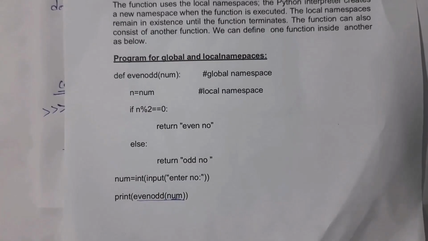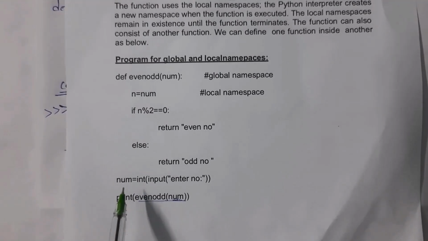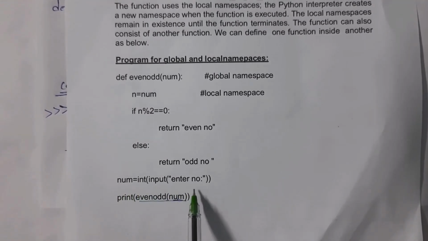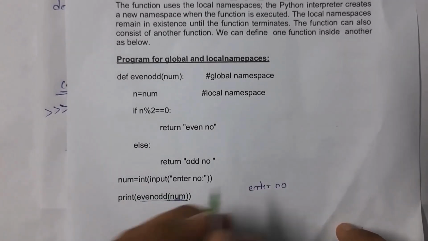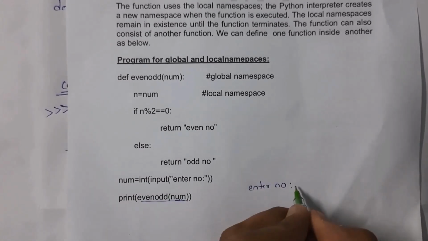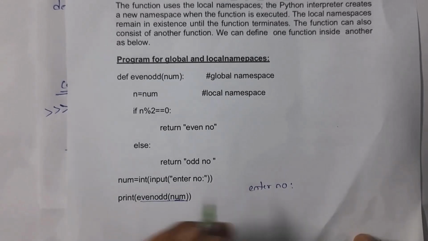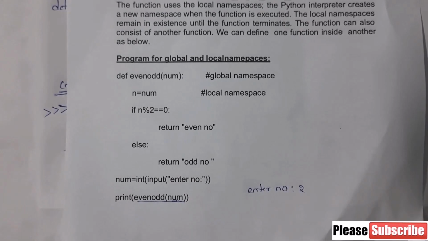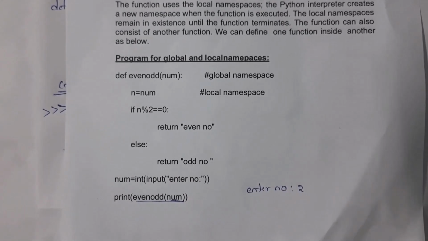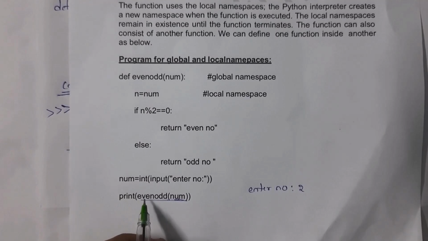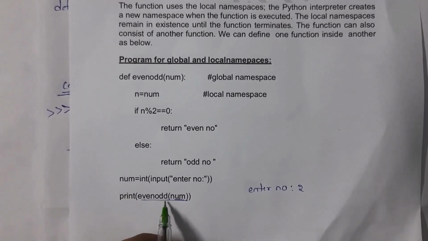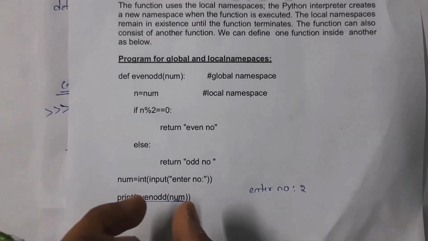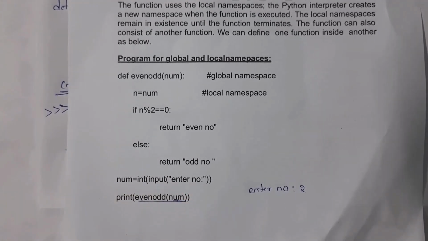Guys, this is a program for local and global namespaces. Here at first I wrote num, where num is the variable name, equal to int of input of enter number. Whenever I run this line of code, I will get the output enter number, and here I can enter any integer value. For example, if I enter 2, then I should get output whether this number is even or odd. So inside this print I wrote even odd num, where even odd is a function. Inside this I wrote a variable that is nothing but num. This is a function. I am writing separate code inside this function.